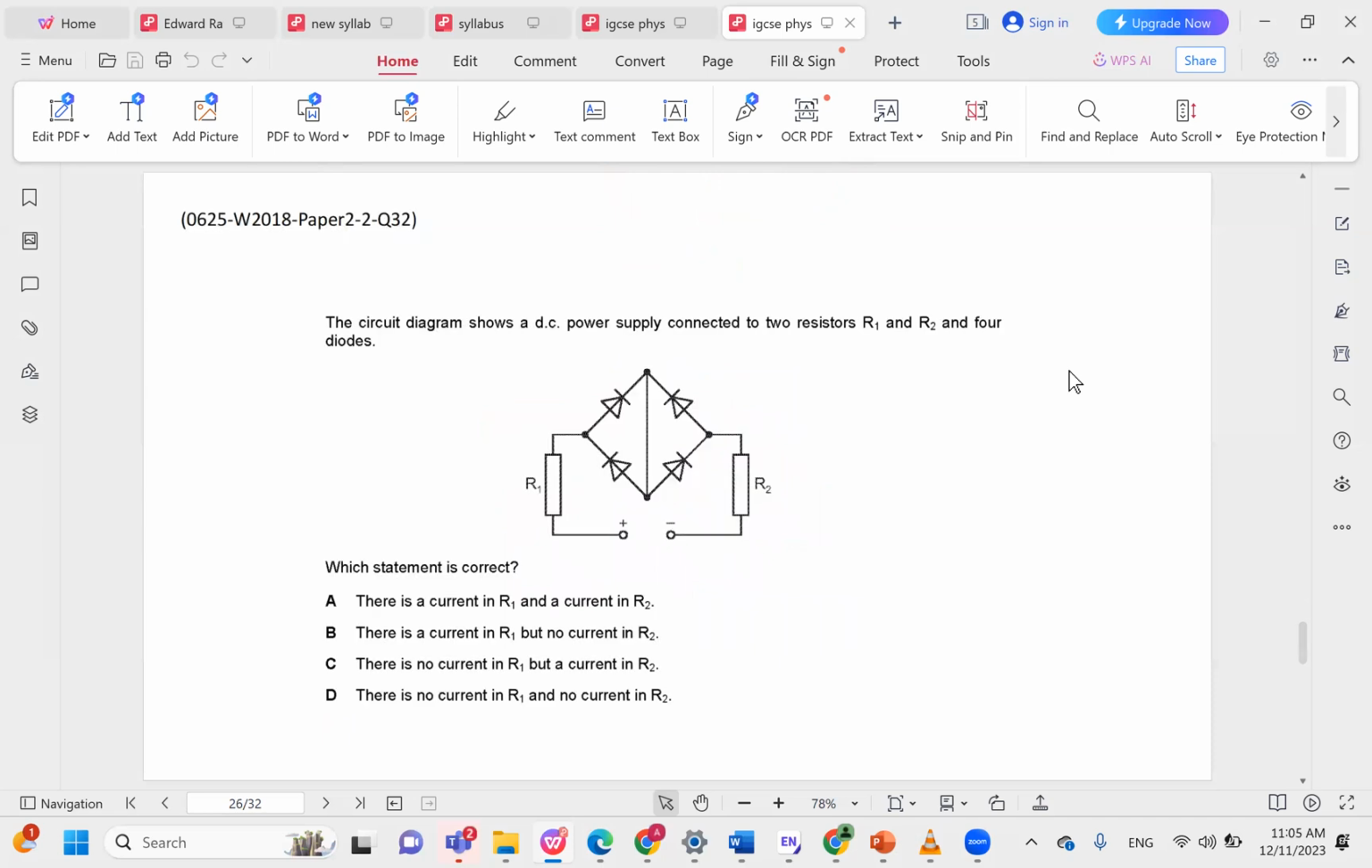The circuit diagram shows a DC power supply connected to 2 resistors R1, R2, and 4 diodes. Which statement is correct? Again, let's try to trace the path of the current. The current flows from here to there. Now it has two options, either to move in this direction or to move in this direction. But here the diode is blocking, so it cannot move in this direction. So we disregard this part.